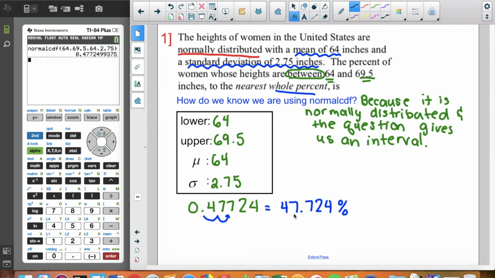So to the whole percent is to this place here. If we were to round, we would look at the number next to it, which is a 7. Since it is above a 5, this will turn into 48%. So this means that 48% of the data falls between 64 and 69.5. Notice this isn't one of our usual standard deviation percents, so we wouldn't have been able to find it just by using the standard deviation and the mean. That's why we needed the calculator.